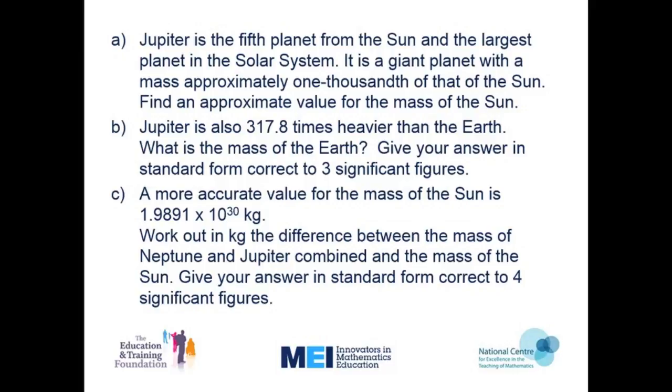Part C. A more accurate value for the mass of the Sun is 1.9891 times 10 to the 30 kilograms. Work out in kilograms the difference between the mass of Neptune and Jupiter combined and the mass of the Sun. Give your answer in standard form, correct to 4 significant figures.